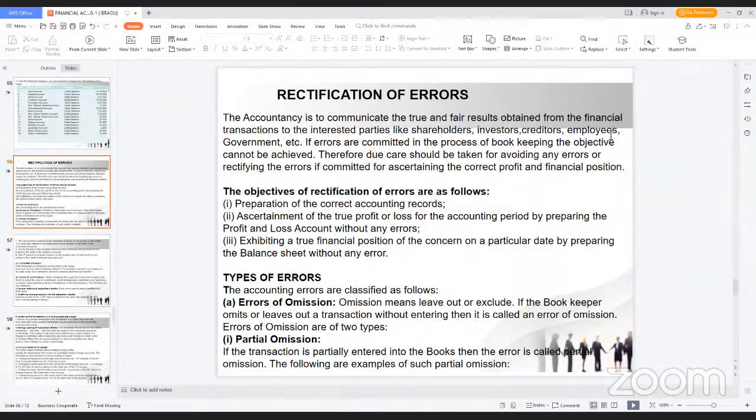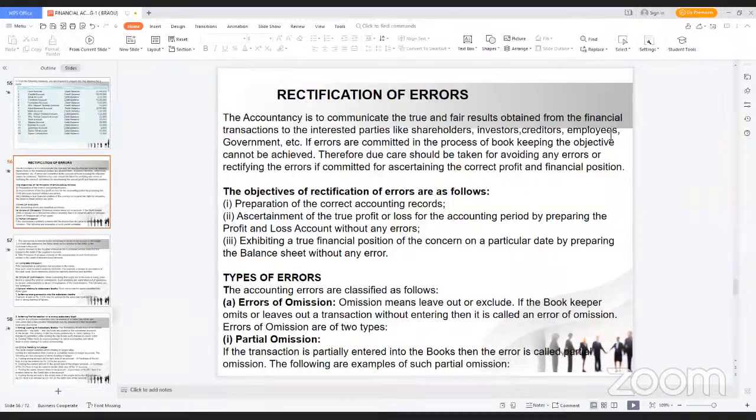So if you are making an error, what is the difference between the error and the fraud? Fraud means it is intentional. Intentionally? Errors mean by mistake. Error means by mistakenly, by mistake. So whatever we made by mistake can be rectified.